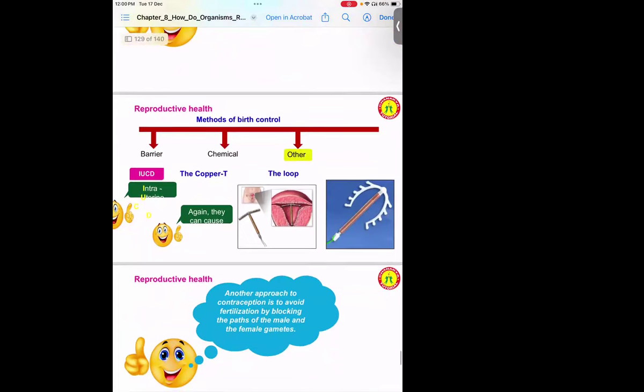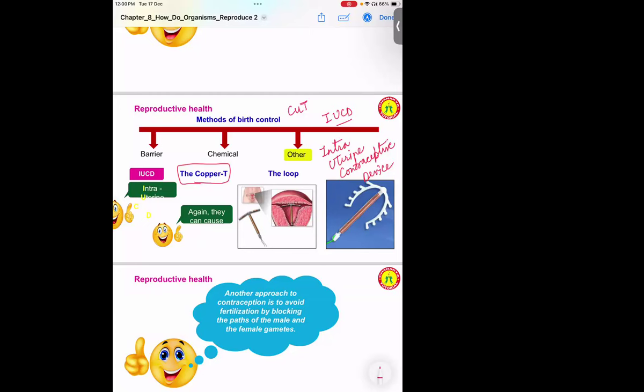And the other one is using the copper T. This is called the intrauterine contraceptive device. Again, a very important question this is. They can ask you to write the full form of IUCD. It is intrauterine contraceptive device. This is also called Cu, copper. You might have learned the element, right? The copper, and then capital T, copper T.